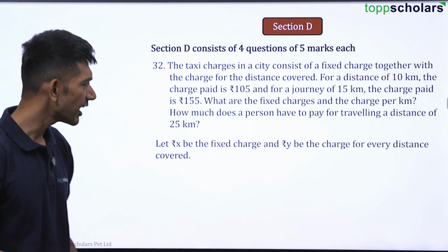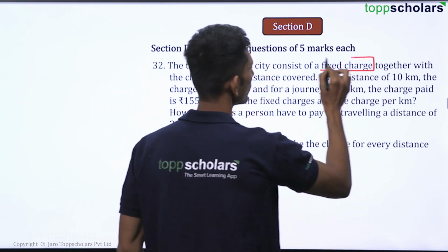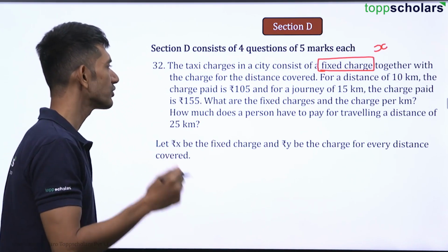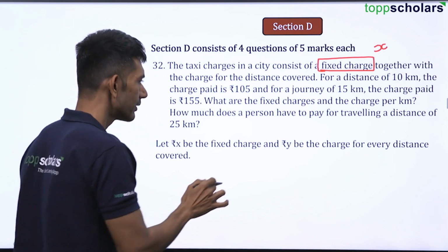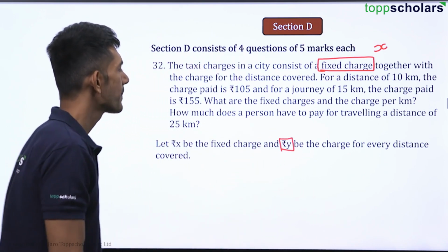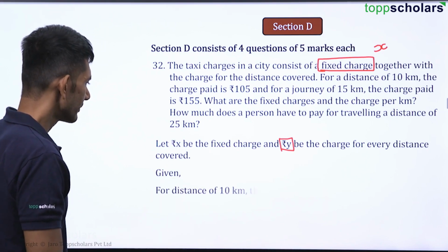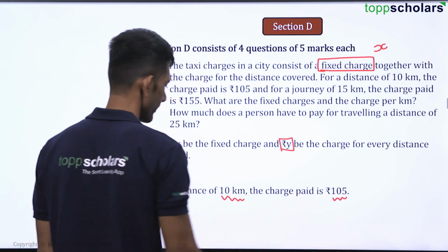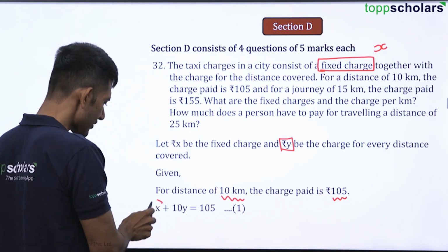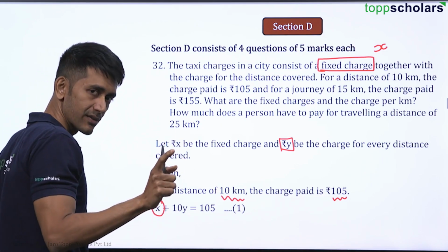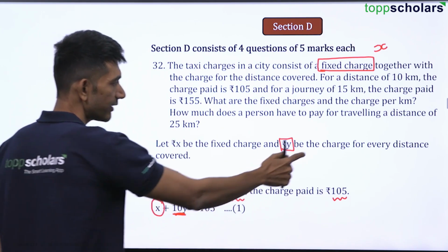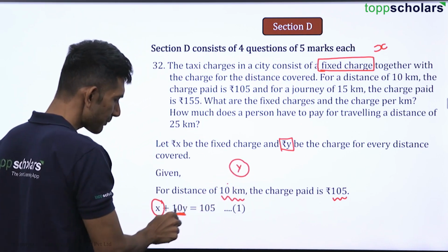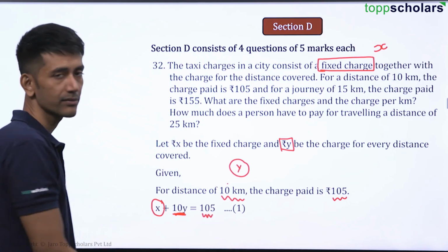So let us consider the fixed charge as X. There are two charges, right? So let the fixed charge be X, and let the charge for every kilometer be Y. Now if you see the first condition, for a distance of 10 km, the charge paid is 105 rupees. The fixed charge is already there, that is not going to change, and for 10 kilometers the distance is multiplied with Y. So X plus 10Y is equal to the total amount, that is 105 rupees.